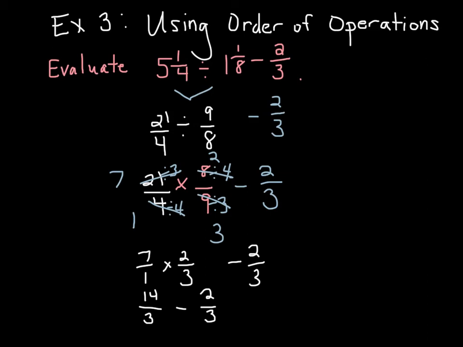And so 14 minus 2 equals 12, and remember we don't actually subtract those denominators, we just keep it as a 3. And then we have to simplify by figuring out how many times 3 goes into 12, and it happens to go in exactly 4 times, so we don't even end up with a mixed number this time, we just end up with the whole number 4 as our final answer.